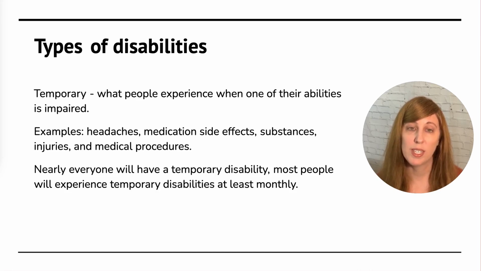Now we're going to talk about different types of disabilities that people have. First one is temporary. Pretty much everyone is going to experience a temporary disability at some point in their life. Some people will experience that daily, some weekly, some monthly. Examples of temporary disabilities involve headaches, medication side effects, substances such as alcohol or recreational drugs, injuries, and medical procedures. Even something like a headache can impair someone's ability to concentrate and focus and mimic many of the same challenges that people with conditions like ADHD face.